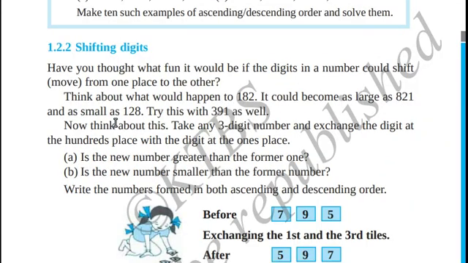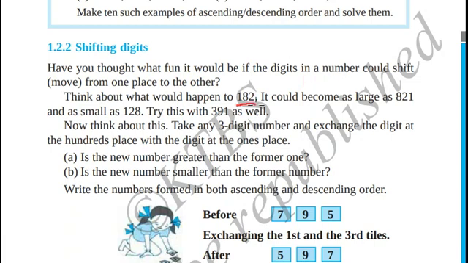Shifting digits. For instance, we take the number 182. Think what would happen if we shift the digits, like moving the ones place to the tens place. In the ones place we have 2, in the tens place we have 8. If we move the ones place to the tens place, the number becomes 128.